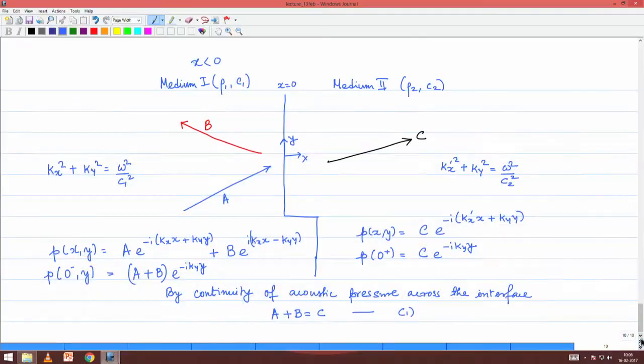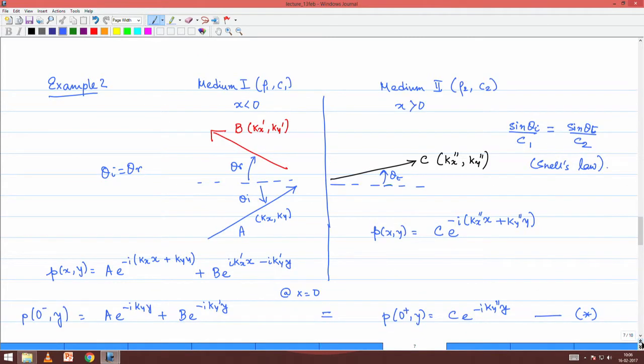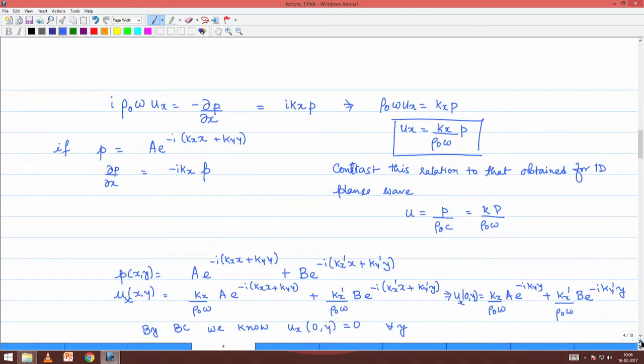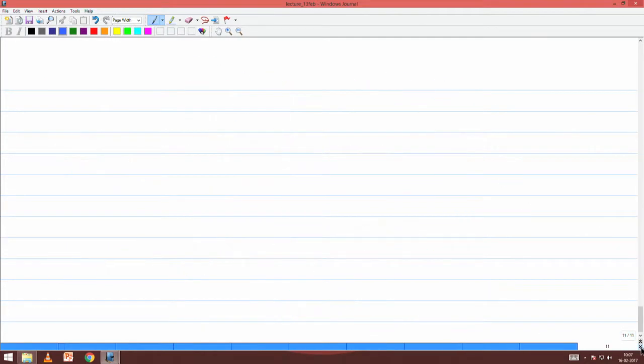So, we will appeal to the continuity of velocity along the x direction, and you will recall we had already derived the relation between pressure and velocity along any specific direction, which was something like this boxed equation. So, u x equals k x divided by rho 0 omega into the pressure amplitude, that gives us the appropriate direction of the velocity. So, we will use this condition now to work out the velocity in the two regions.